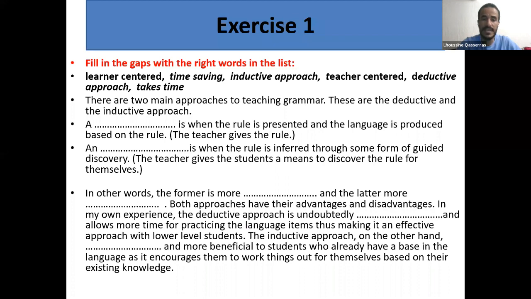Is it time saving or does it take time? It's time saving from the very beginning, given the rule, and allows more time for practicing the language items, thus making it an effective approach with low level students. The inductive approach, on the other hand, takes time.